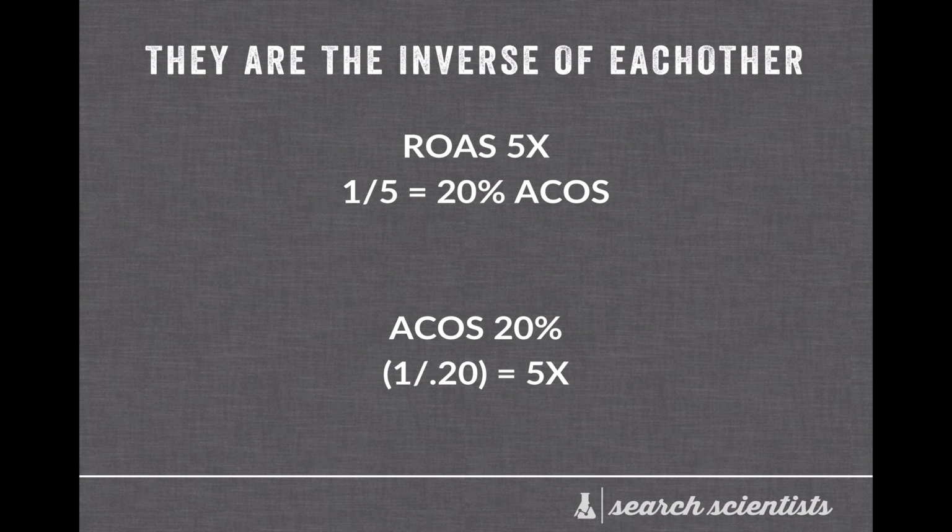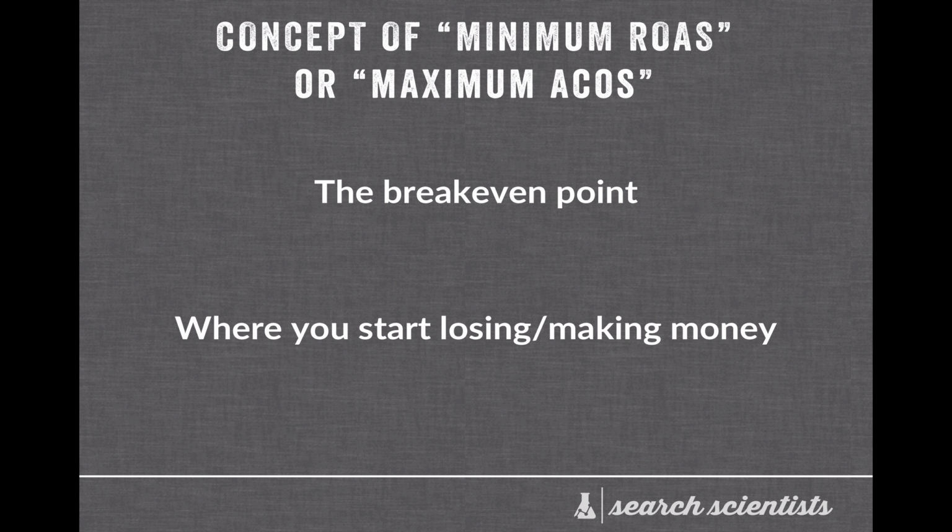So these are actually the same numbers, and they're used to represent the amount of revenue you have generated and the amount of ad spend you have spent. Now, this concept of minimum return on ad spend or maximum ACoS is extremely important. This is the break-even point. This is the point at which you will start losing or making money.